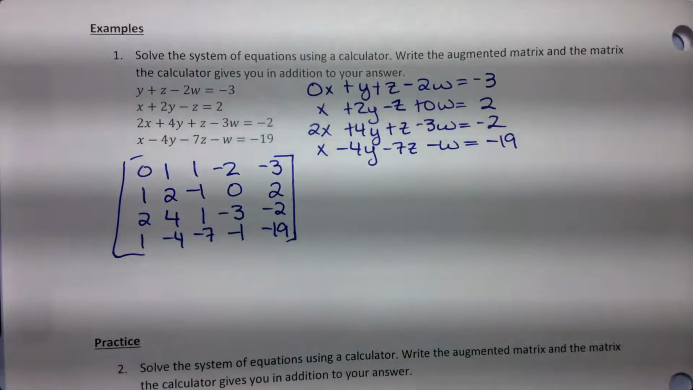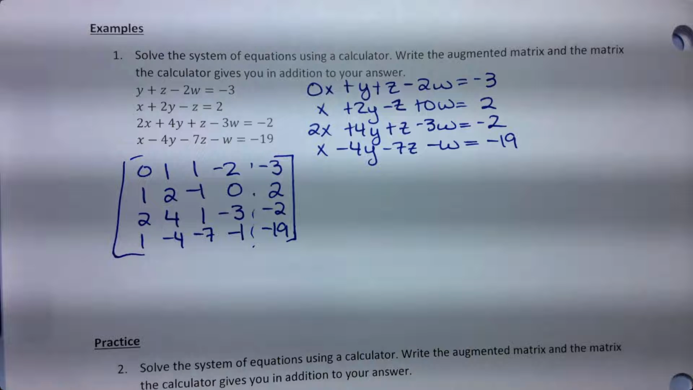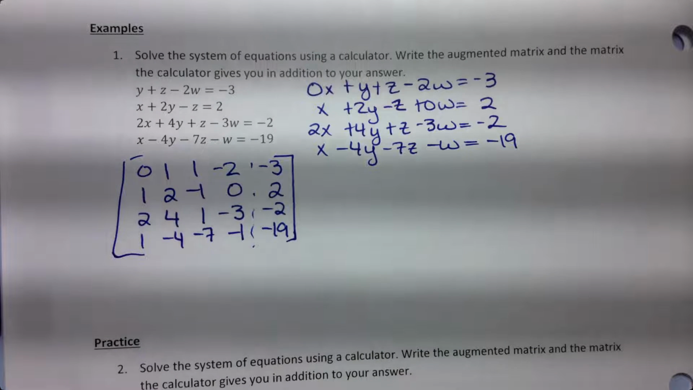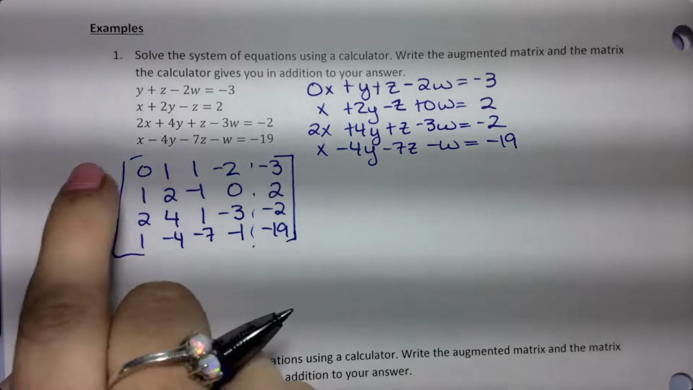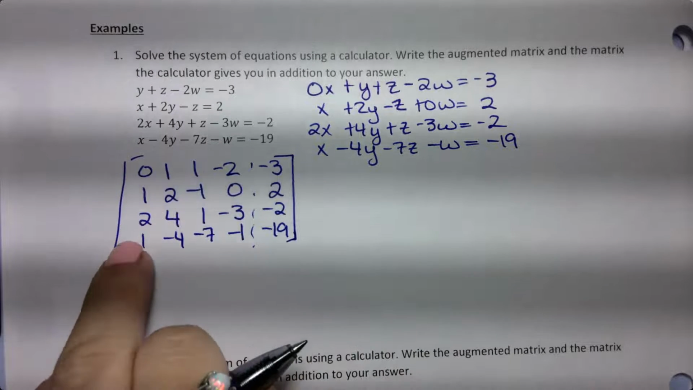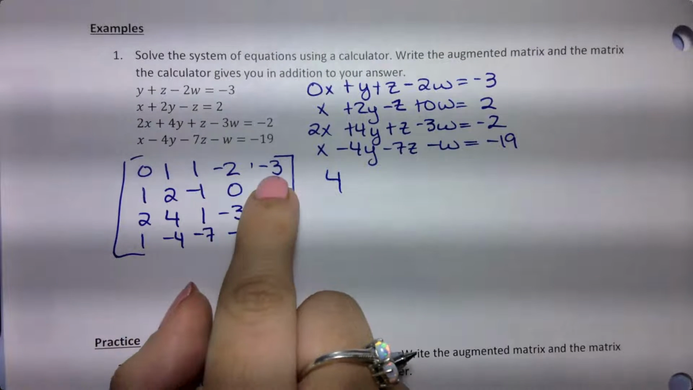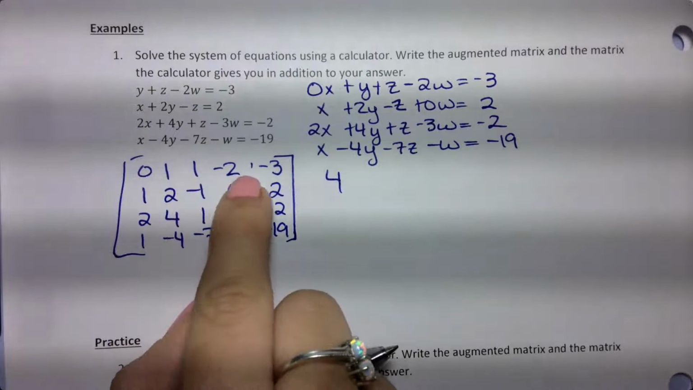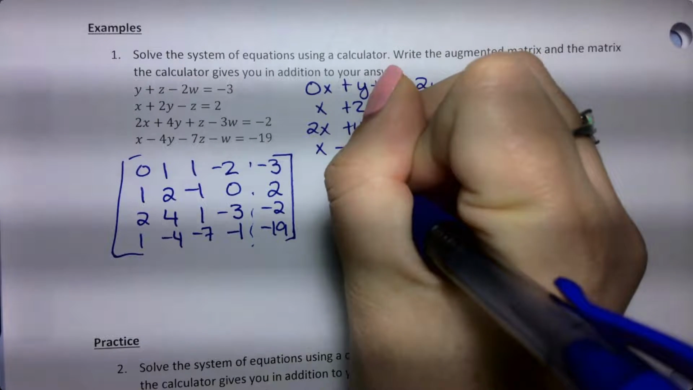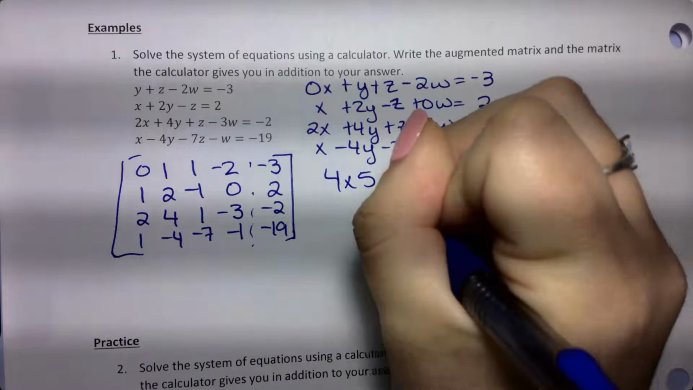So this is my augmented matrix. I need to determine my size in order to type it into the calculator. I have 1, 2, 3, 4 rows, and I have 1, 2, 3, 4, 5 columns. So it's going to be a 4 by 5. I'm going to type this into the calculator.